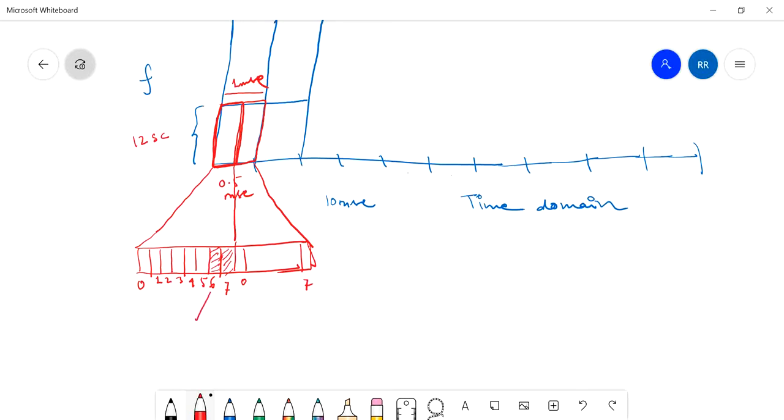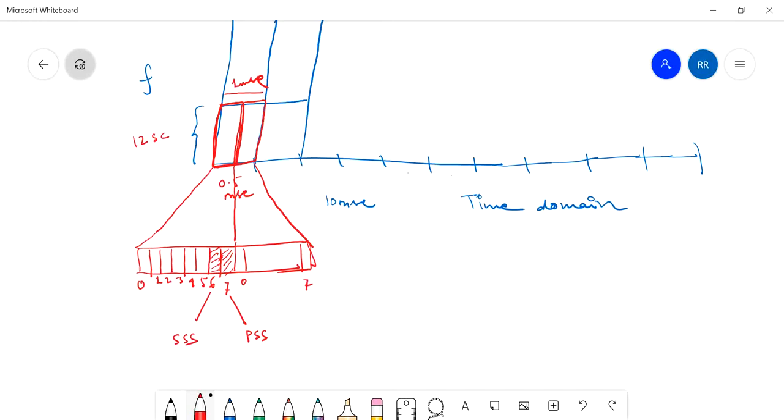This 6th symbol consists of SSS, secondary synchronization signal, and the 7th symbol consists of primary synchronization signal, right? So this is the position of PSS and SSS on the resource grid.